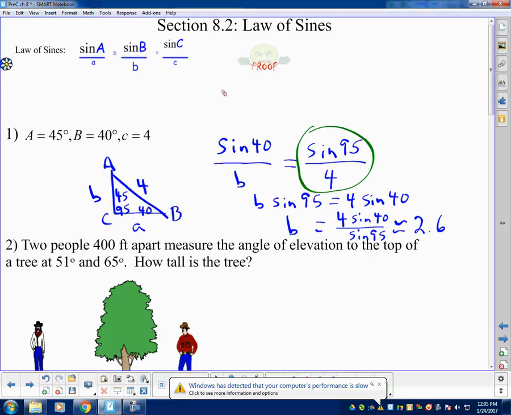So we're going to take that sine of 95 over 4 and set it equal to sine of 45 over A. And then I'd like you to solve that for A. So solve this one up here for A. And we know what to expect: something slightly bigger than 2.6.